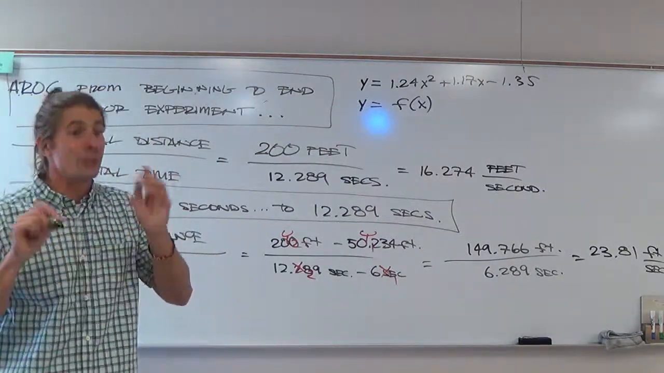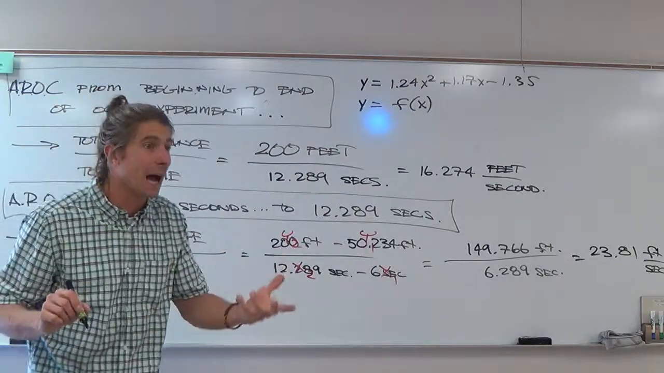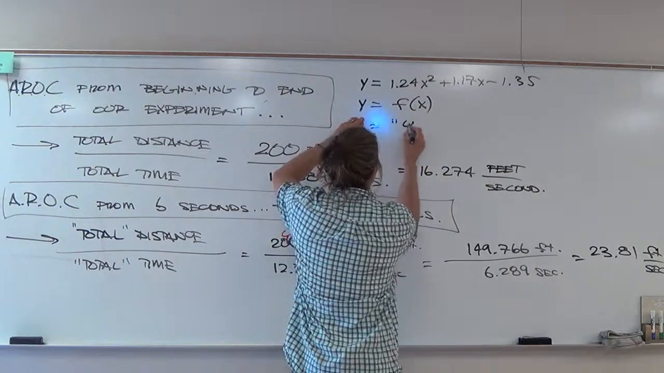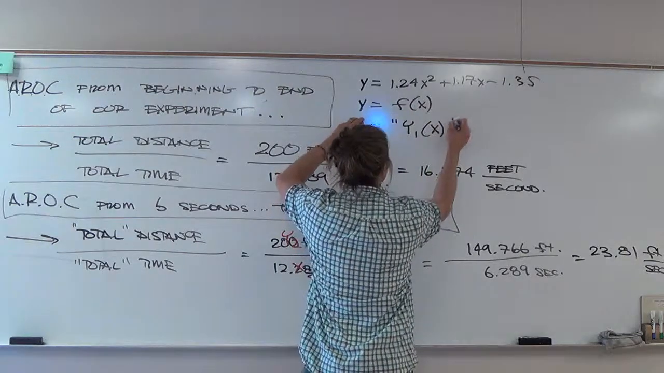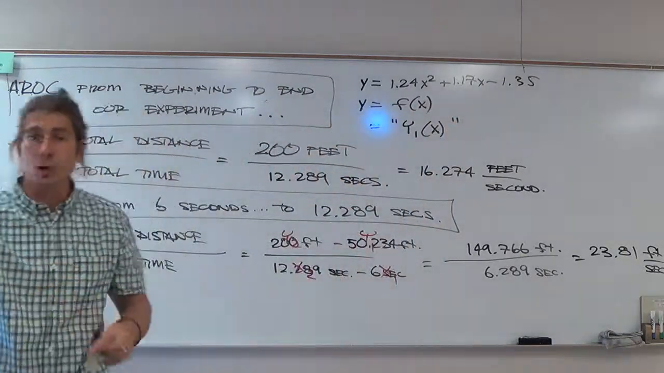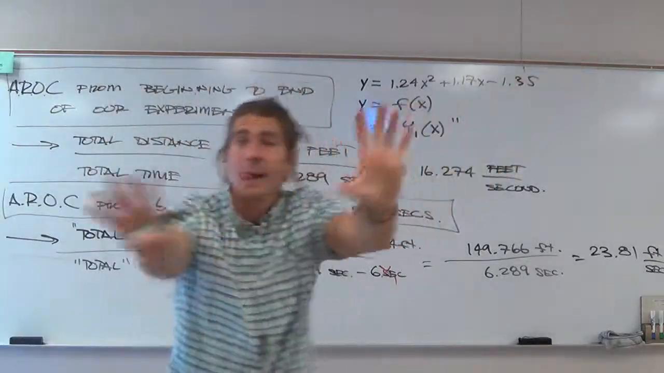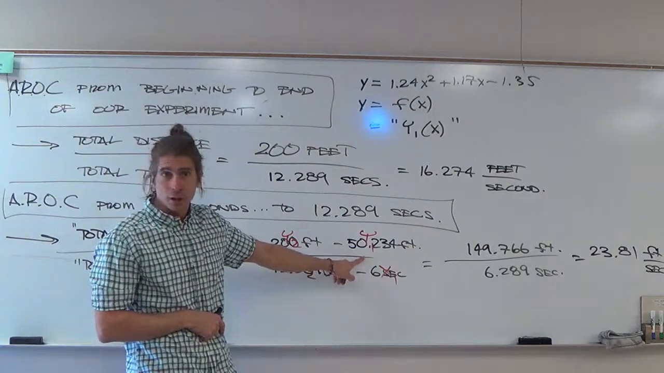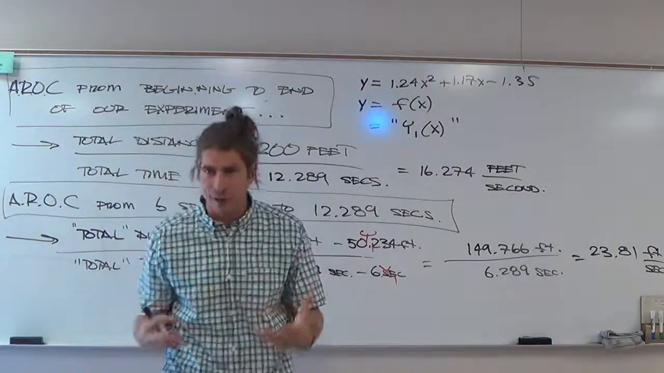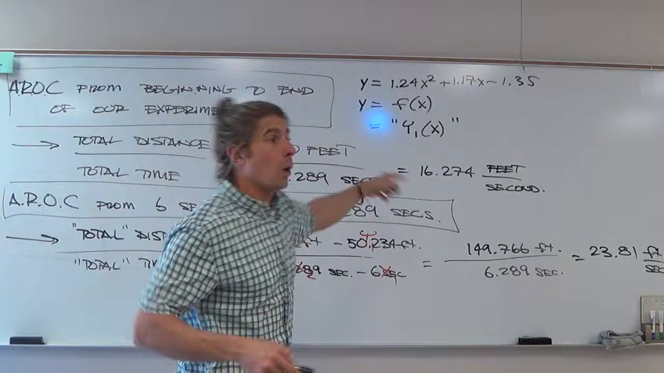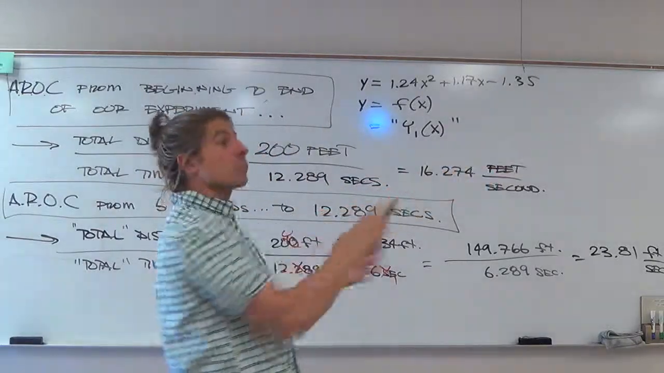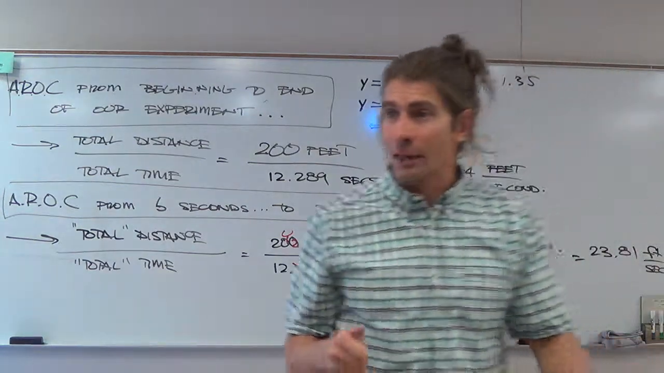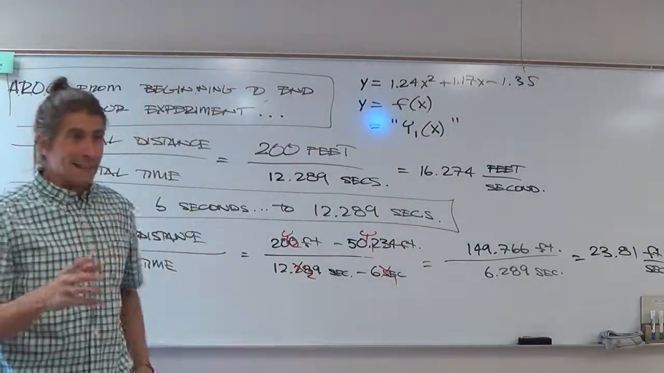Your TI uses a different symbol, of course, because they're TI. Instead of calling it f of x, they call it y1 of x. So we stored the function into y1. Please realize, friends, that y1 is not the same y1 as down here. y1 and y2 down here are variable values. That y1 is the y1 that you put after your quad reg. That's the function.